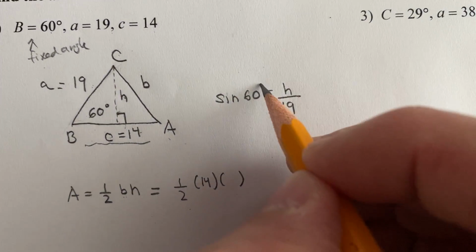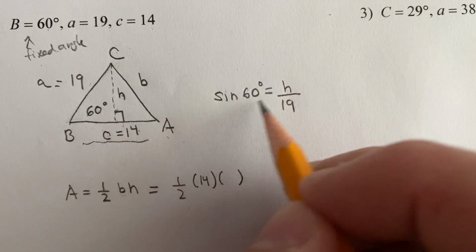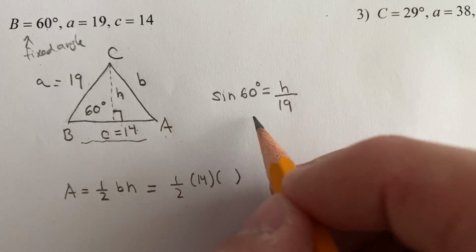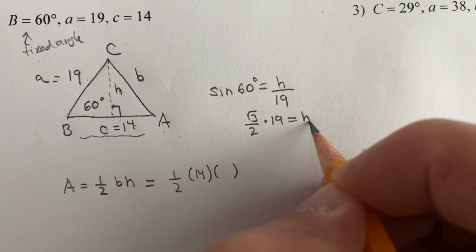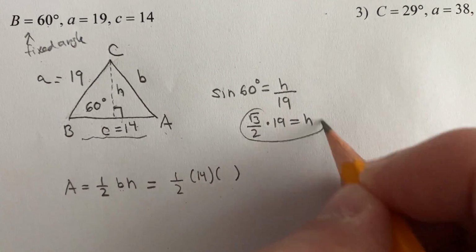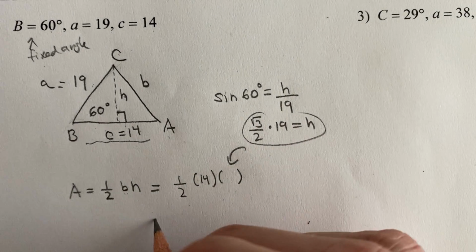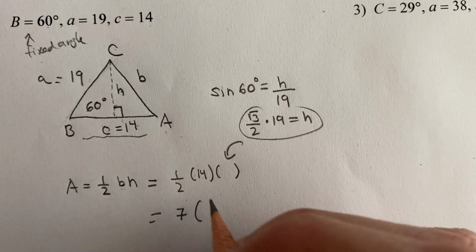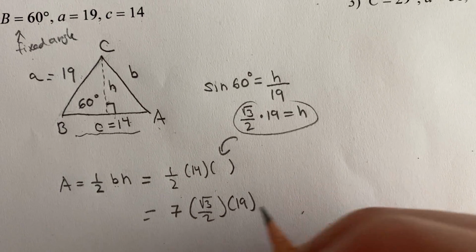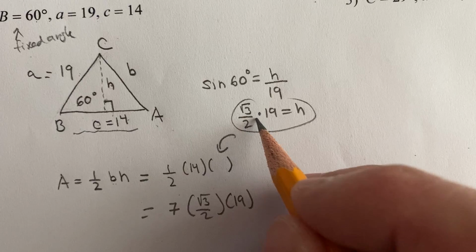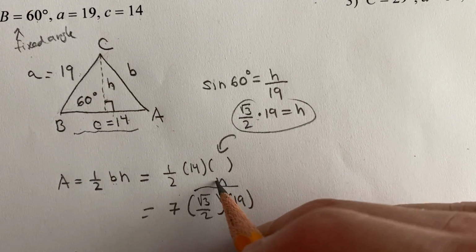Okay, and make sure you know this is actually a number. It just happened to be a number in the unit circle. Sine of 60 is √3/2, times 19 is equal to h. And that's going to be your height. So you can plug that in over here. So this is going to be 1/2 times 14 times √3/2 times 19. That's my height, √3/2 times 19. This whole thing's my height.